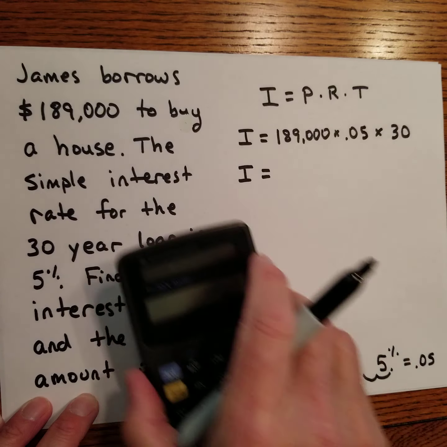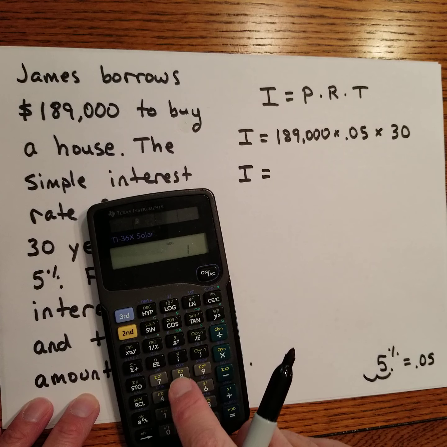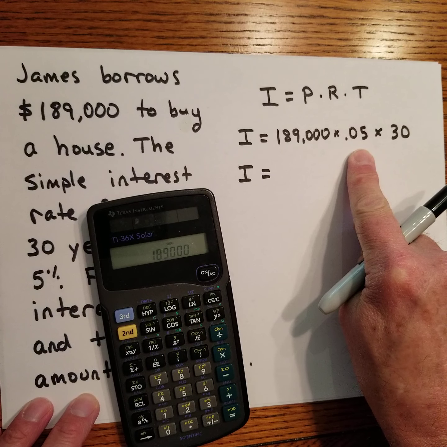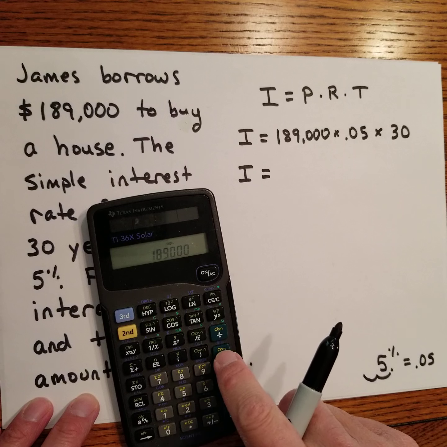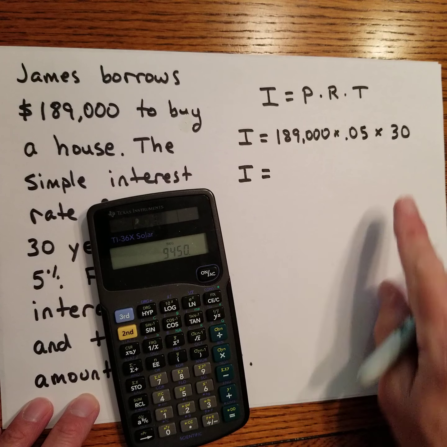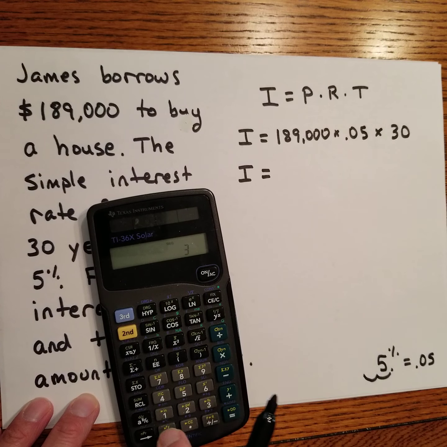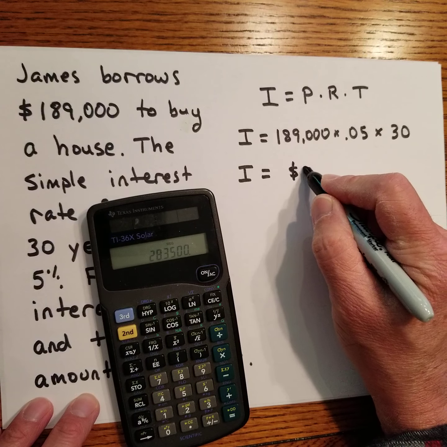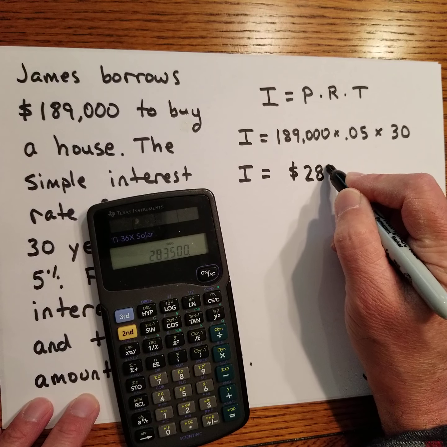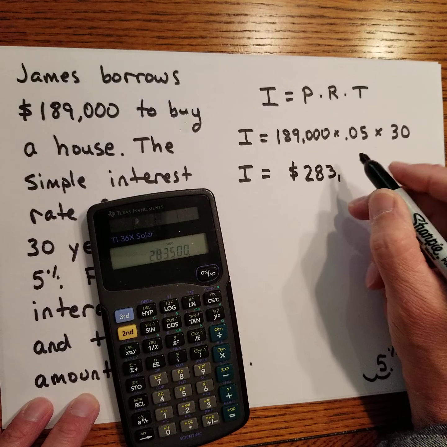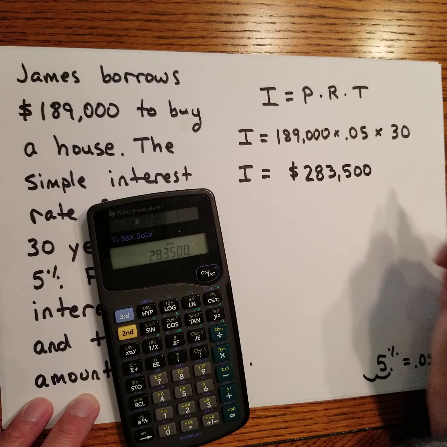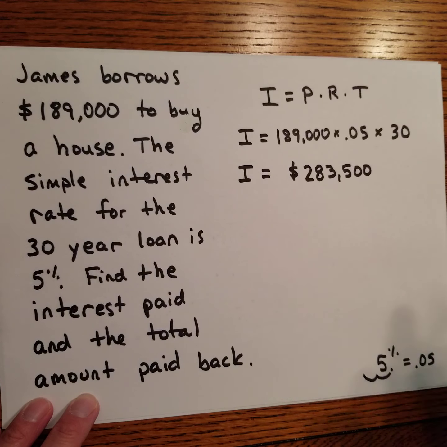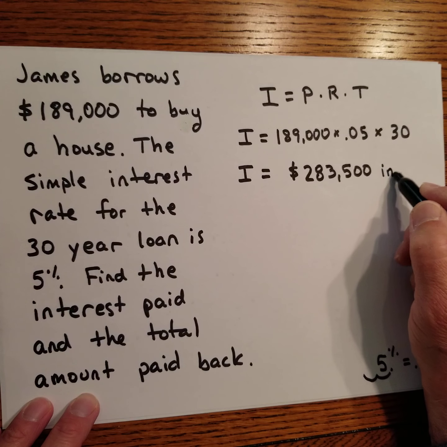All right, let's try that on a calculator. That's a $189,000 loan at 5% multiplied by 0.05 for 30 years. Multiply times 30. The bank is going to charge us a lot of money for this long loan. They charge us $283,500. Now, that's not the end of the problem. This is the interest. We'll label that.